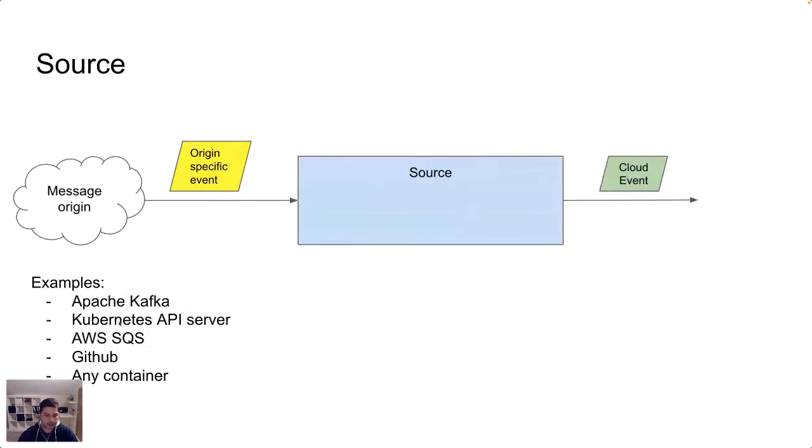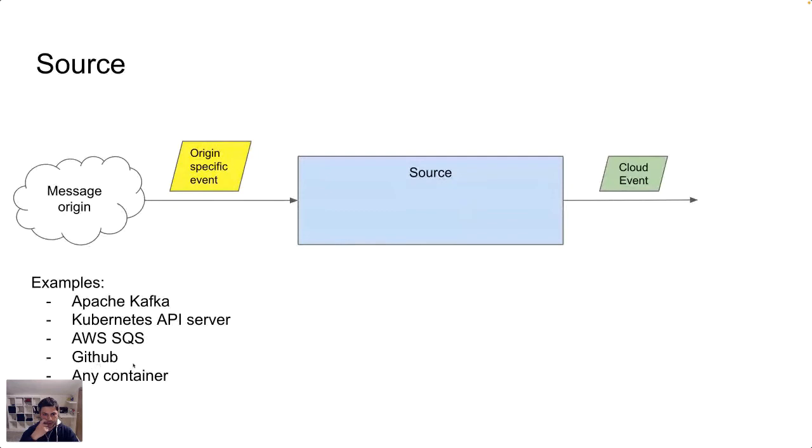Similarly, we have the Kubernetes API server source. Using this, you can listen to Kubernetes API server events, such as a new pod is created or a node is down and things like that. And you can get events to your application, and then you can do something about it. Maybe send an alert, maybe do something else. AWS SQS is very similar to Apache Kafka in the sense that you just receive messages from it, and then you take the messages into the event pipeline that you can create with Knative components.